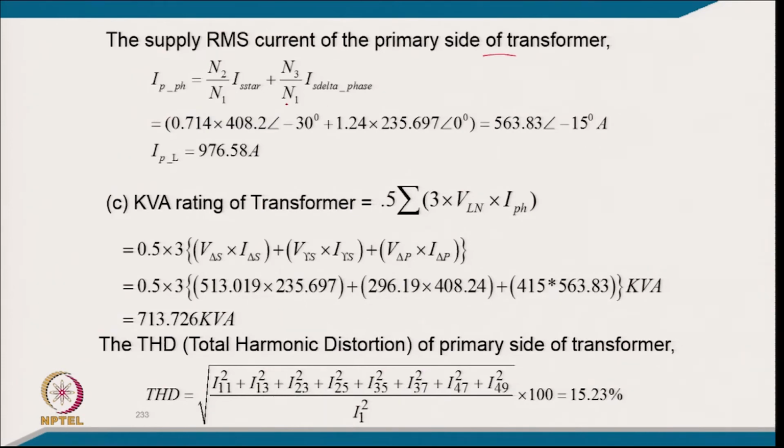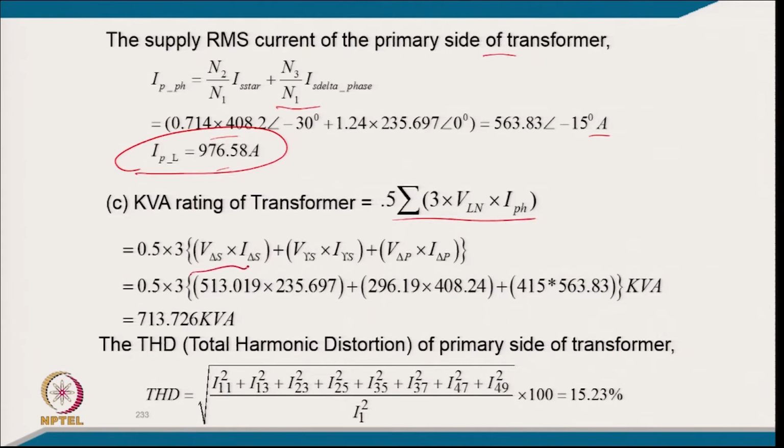Now, from this you can find out the primary current magnitude from the secondary currents, which are known to you, and for the kVA rating you have to include the voltage and current of each winding, with the half, because even in a normal transformer you take either primary or secondary, but here we take half of the volt ampere relation for all the windings.